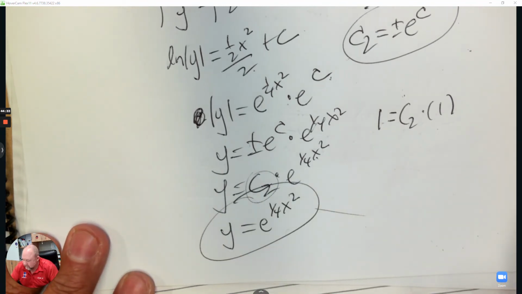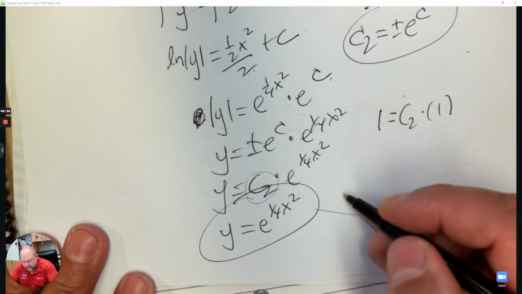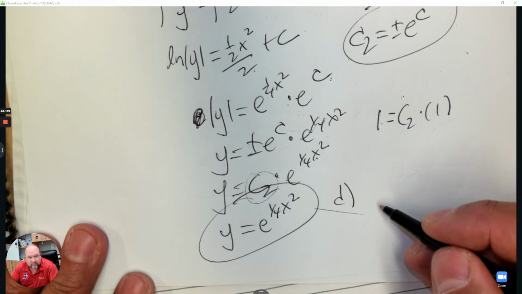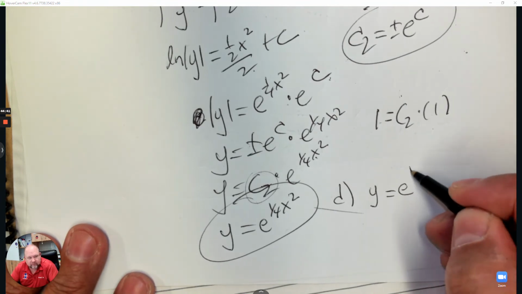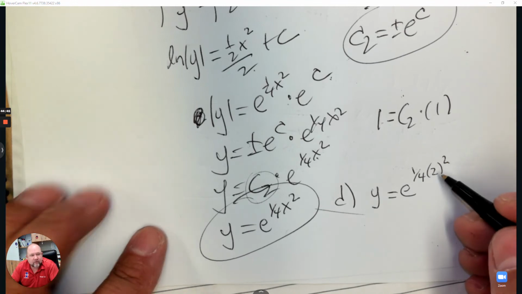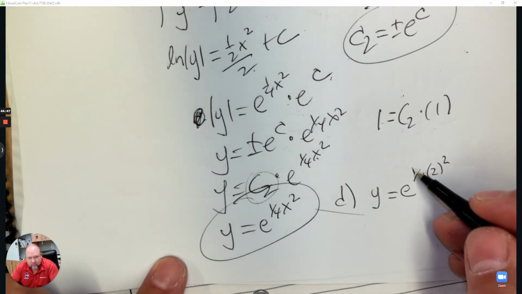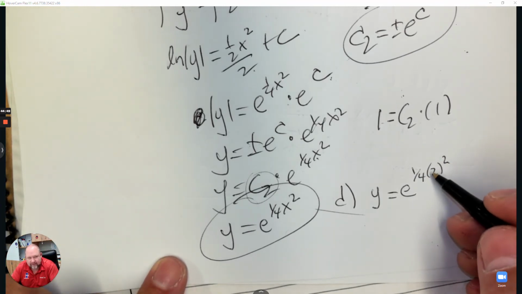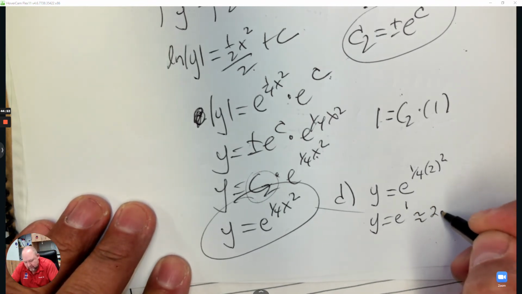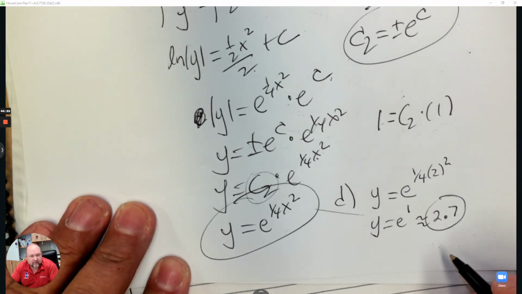D, use your solution to find the exact value when x equals 2. So when x equals 2, we plug 2 in. 2 squared is 4, and then 1/4 times 4 is 1. This is just e to the 1, and the approximate value of e is 2.7. Again, that's right. So it's about 2.7.